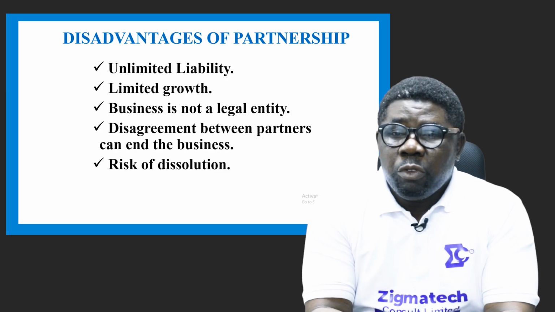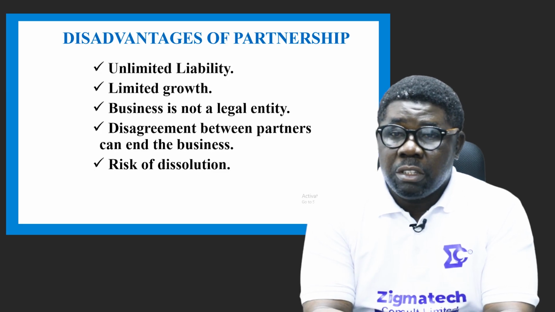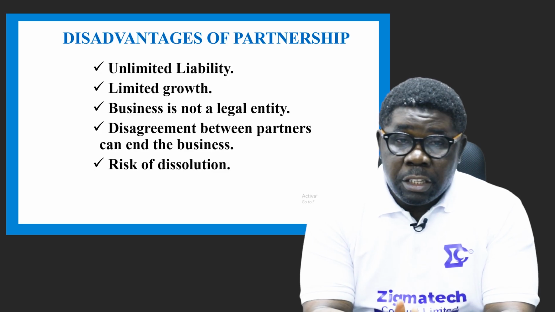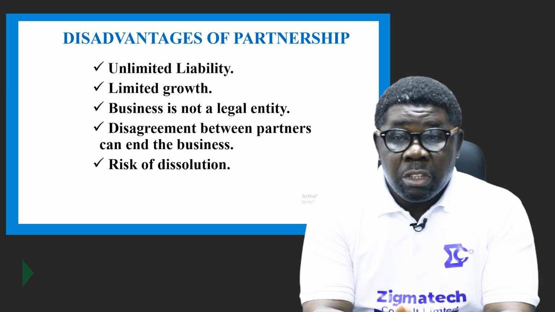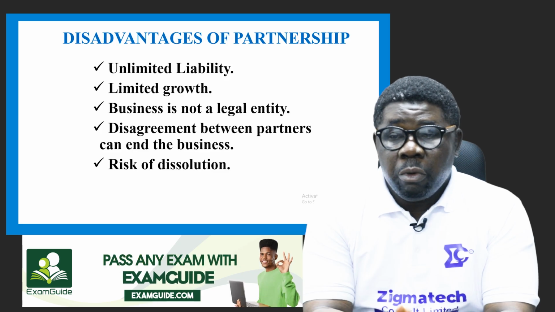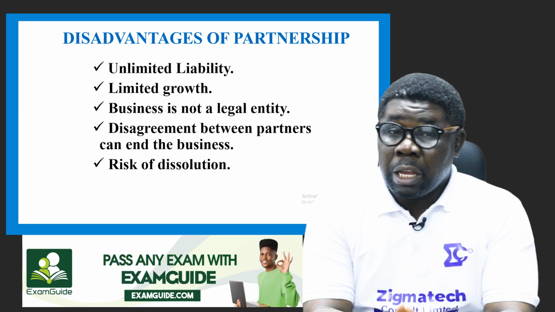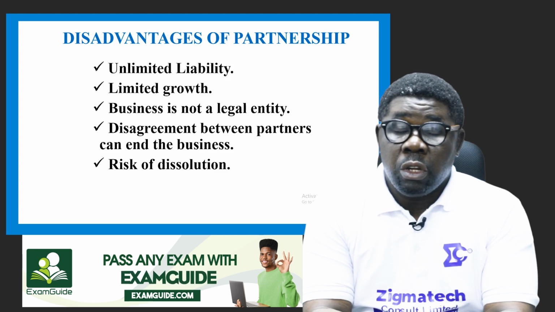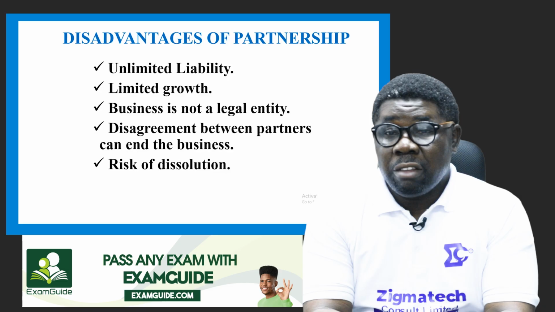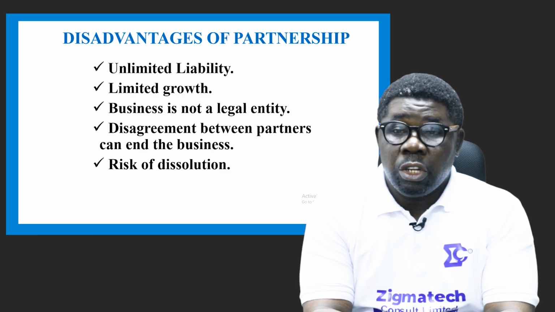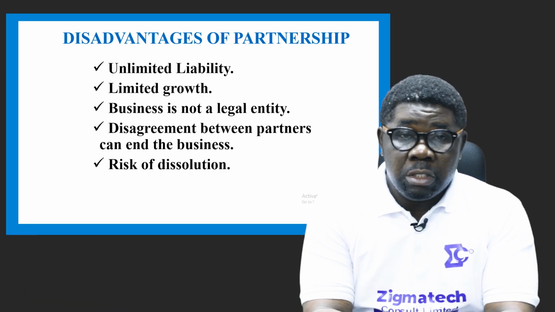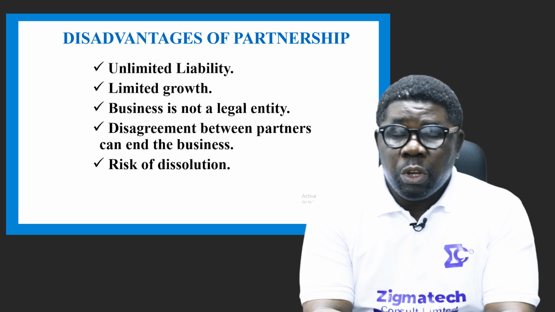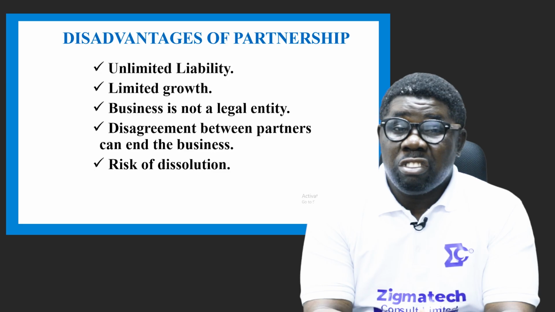Then disagreement between partners can end the business. A constant quarrel, conflict of ideas, can actually bring the business to an end, because some of the partners will feel that their ideas don't count and they feel bad. So they want to withdraw, and when they withdraw, surely the business will end. So that's a disadvantage. A constant disagreement among partners can actually end the business's existence. And there is also the risk of dissolution, because the business is not separated from the owner.